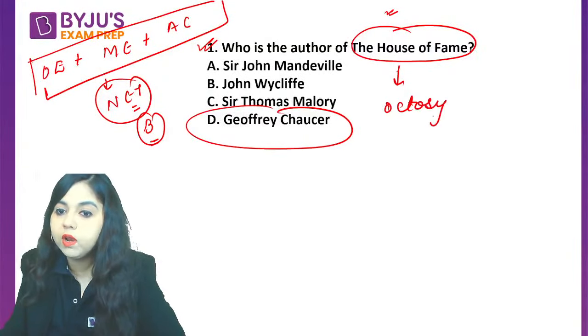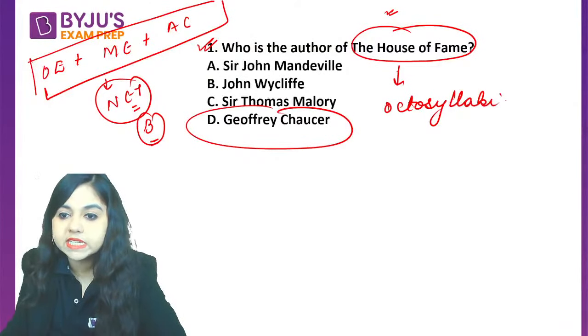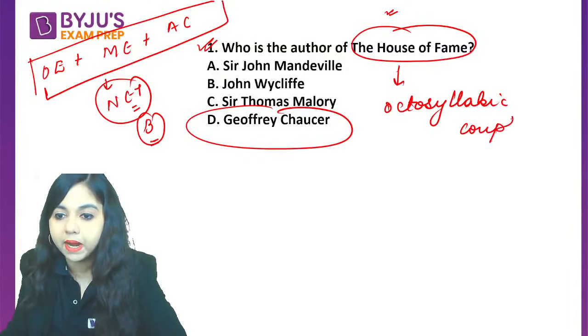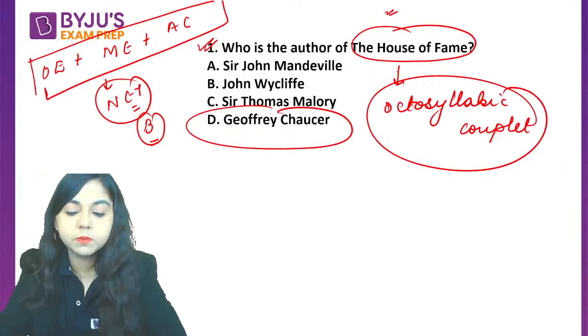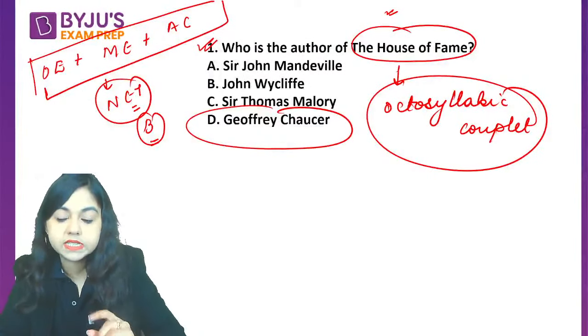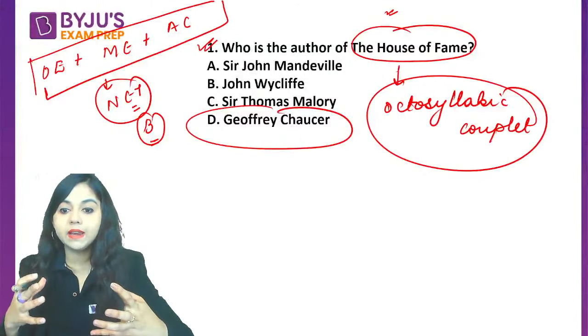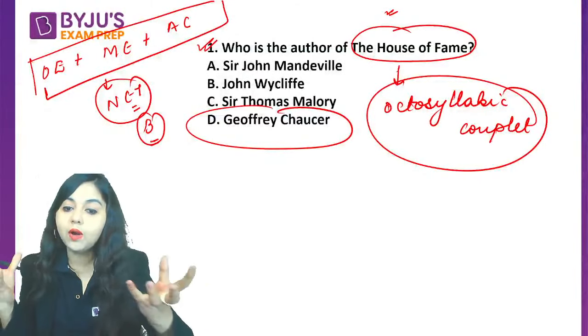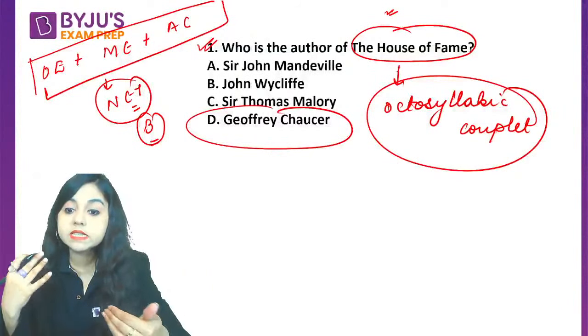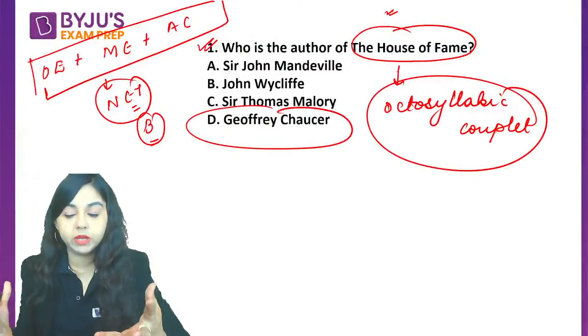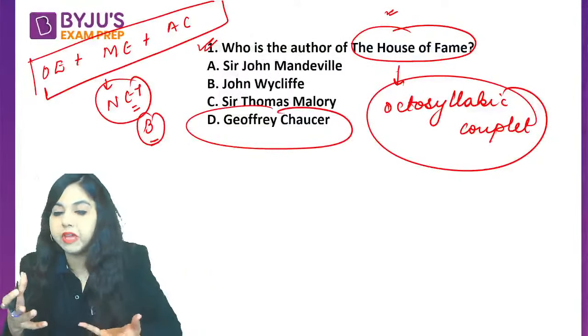So what was he actually writing in? What was the writing pattern? He's writing in octosyllabic couplets. And you know, Chaucer's poem is about a dream in which the author is carried by an eagle to the House of Fame, where he witnesses candidates seeking the throne of fame. Candidates are there to seek the throne of fame altogether.